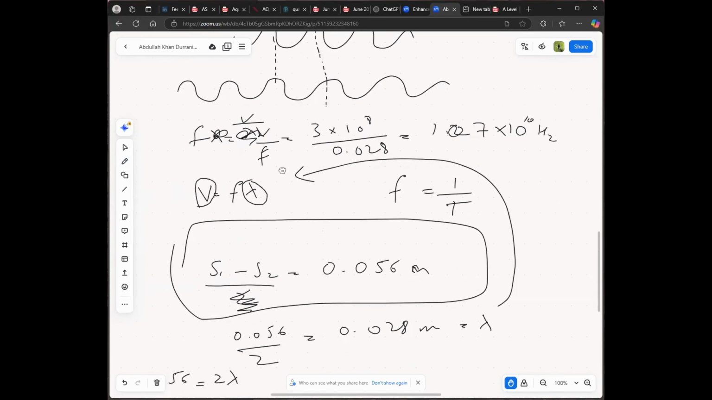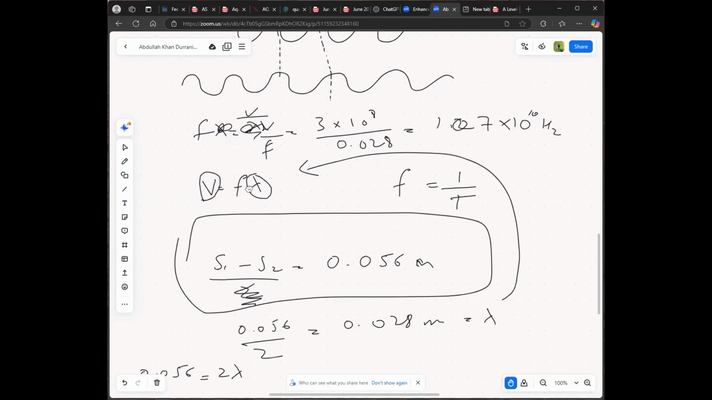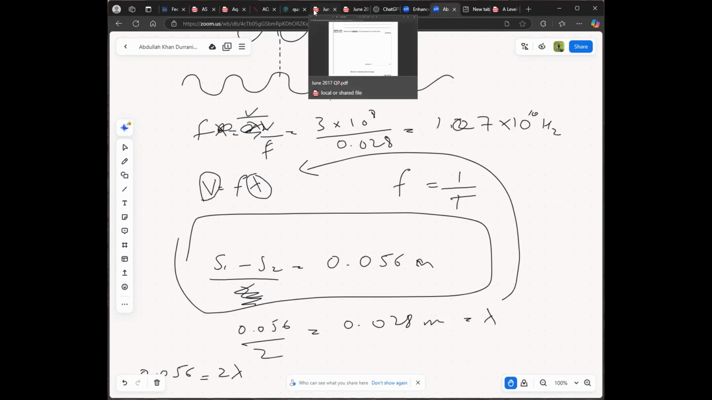So I just write the formulas which have frequency in it. That is V equals F lambda, and the other one is F is equal to 1 over T. I don't think we are gonna use this. If I come to V equals F lambda, velocity, if it's not given, we know it's air. We usually take it as 3 times 10 to the power 8. But there is still one unknown here, which is lambda.